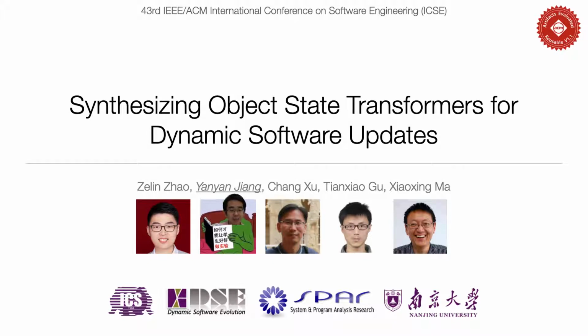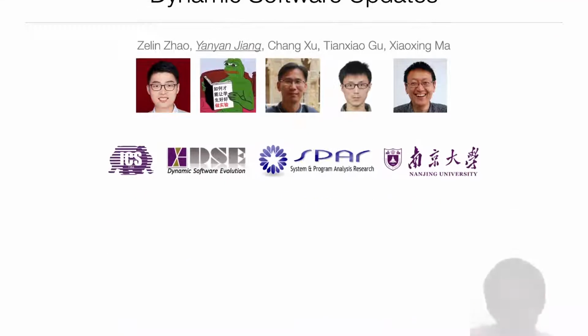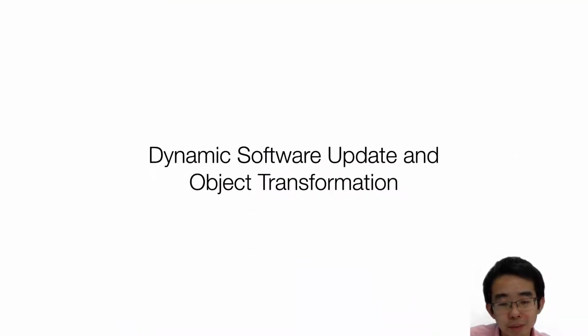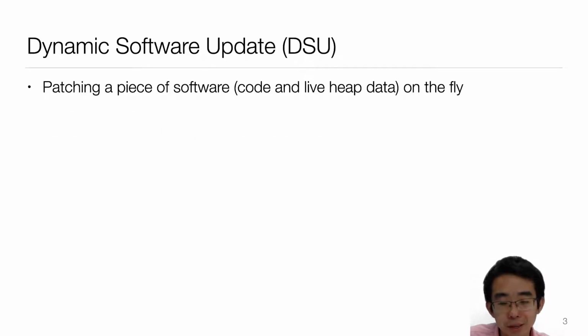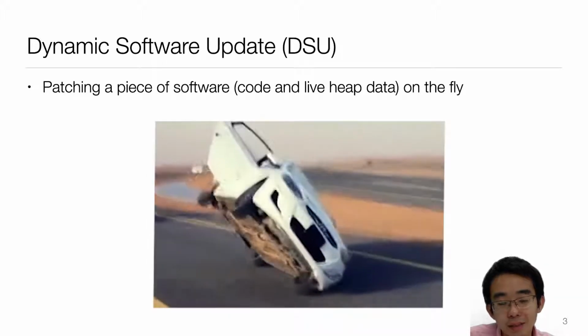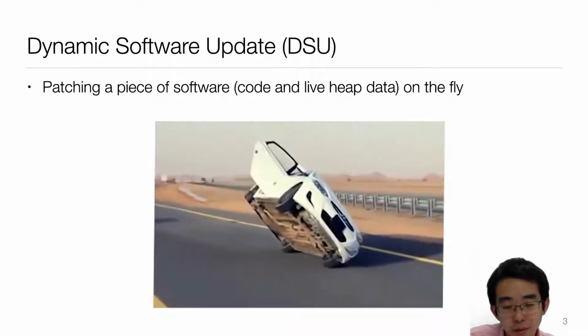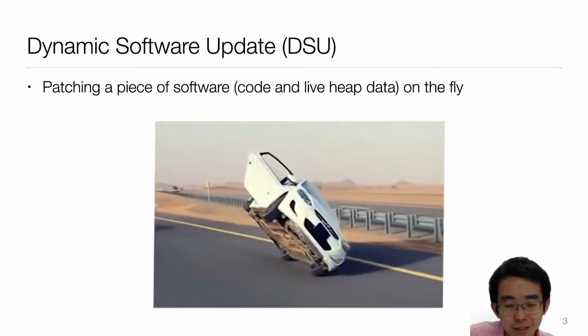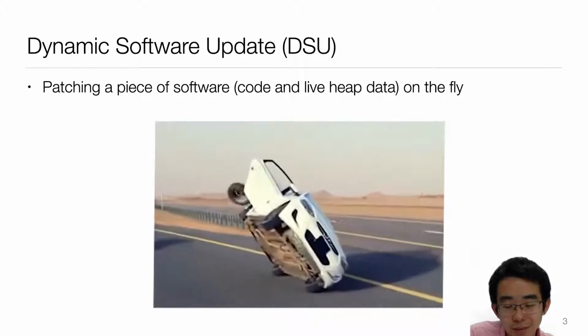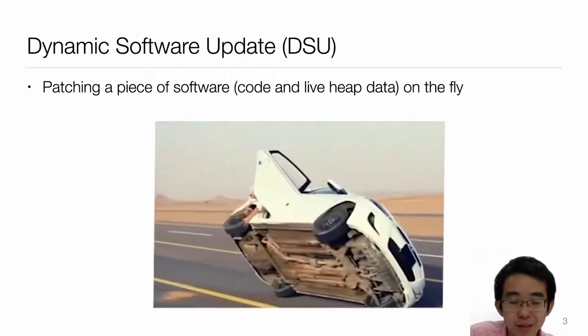And today I'd like to talk about our latest work on synthesizing object state transformers for dynamic software updates. So let's first start with the problem of dynamic software updating and object transformation. Basically, dynamic software updates means patching a piece of system software on the fly without rebooting, both for the code and live heap data. You may expect this to be a difficult task because the runtime state of a system can be very fragile and has to be carefully managed.